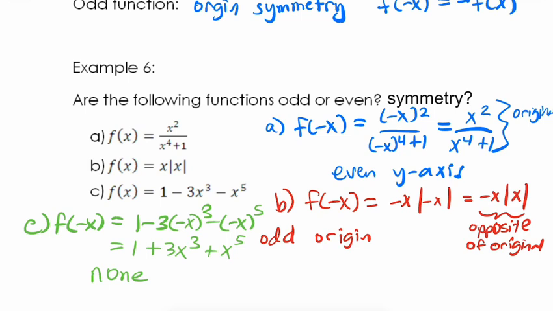Okay, so there's kind of an example of each. If it becomes the original when you stick in negative x, it's even, y-axis symmetry. If you stick in negative x and it becomes the opposite, or like you multiplied by -1, it is odd with origin symmetry. And if some pieces change and some pieces don't, then it is none of the above.